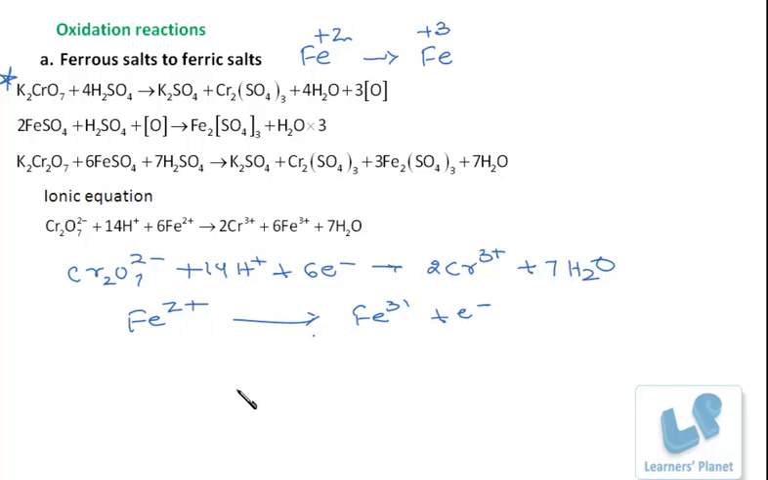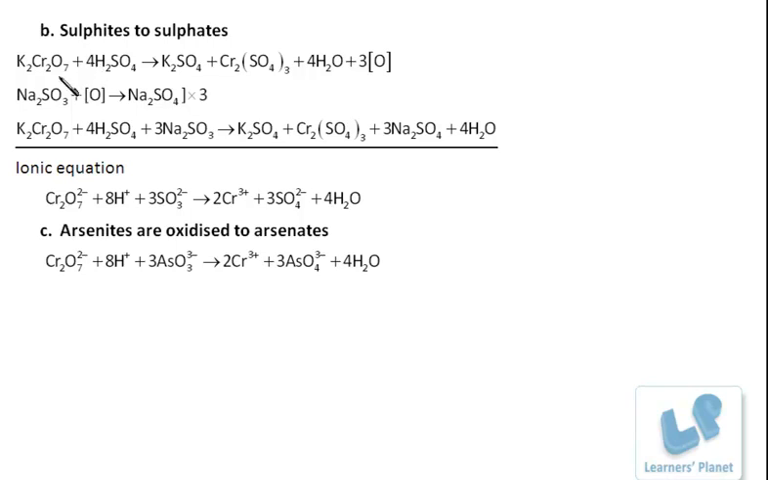Let's see a few more oxidation reactions. This potassium dichromate oxidizes sulfites to sulfates, SO3 to SO4. Same equation, potassium dichromate with sulfuric acid forming potassium sulfate and chromium sulfate and releasing nascent oxygen. So do remember this equation. The formula of sulfite is SO3 2 minus, to sulfate SO4 2 minus. It also oxidizes arsenites to arsenates. The arsenite formula is AsO3 3 minus and arsenate AsO4 3 minus.